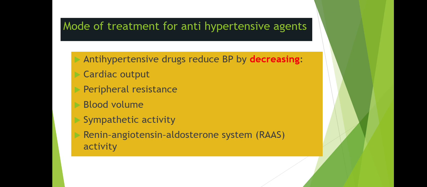Then we are also decreasing the sympathetic activity. We all know that the sympathetic nervous system leads to high blood pressure. Because why high blood pressure?